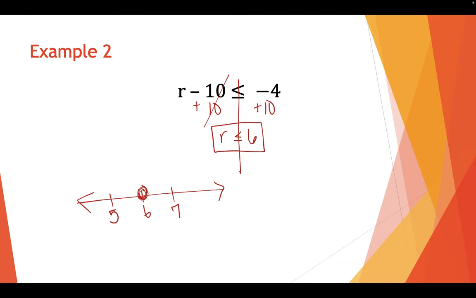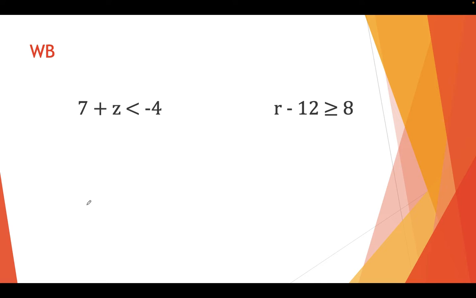We're going to put a closed circle on the 6 this time because R is anything less than or equal to 6. And then we're going to shade the number line to the left of 6 because all the numbers less than 6 are to the left. Take a moment to try these two examples.